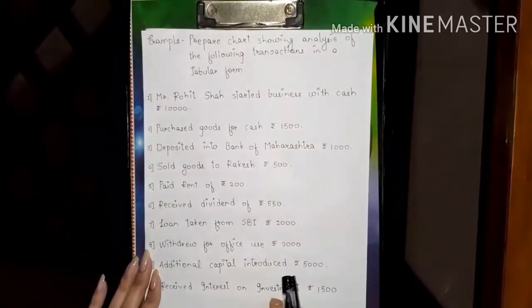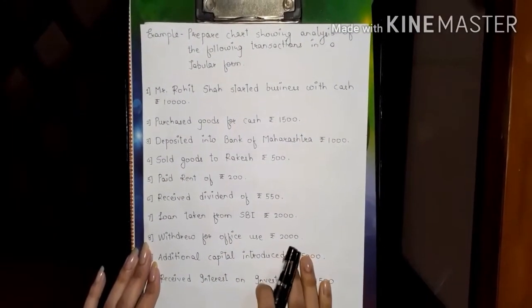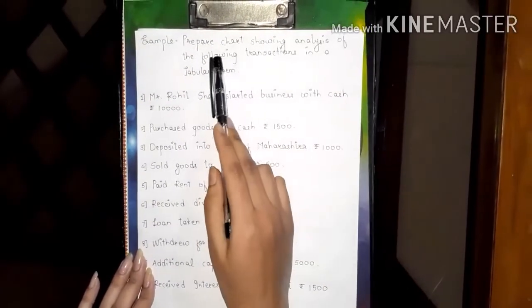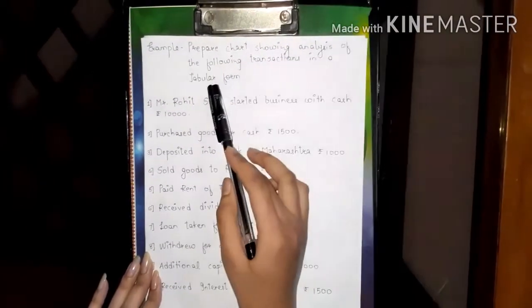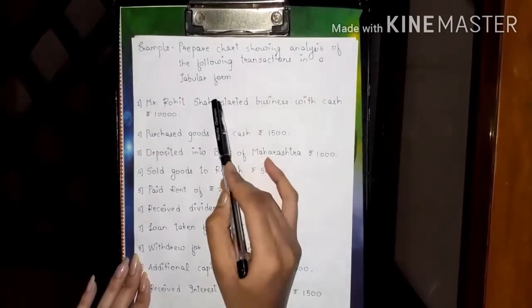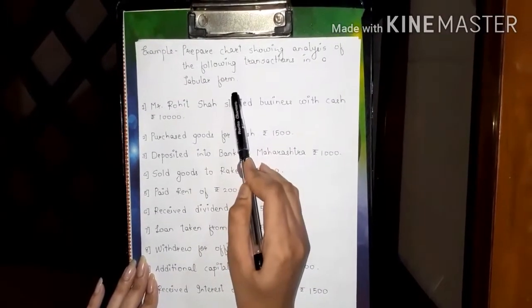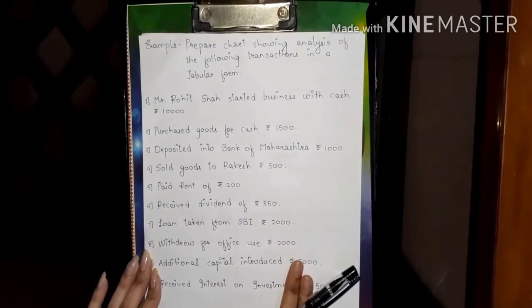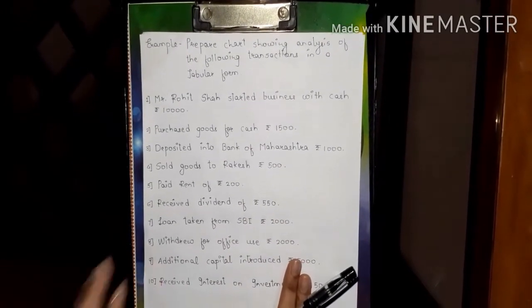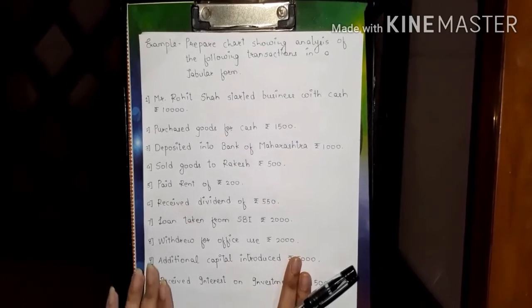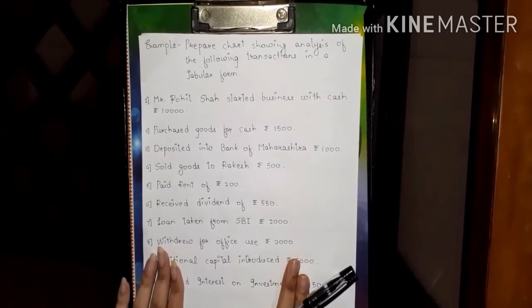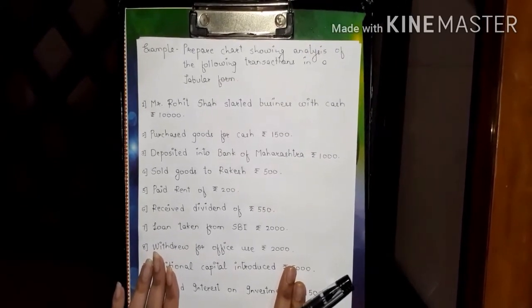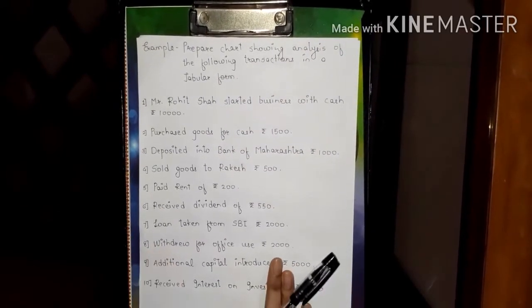So here are the transactions of our last example that we are going to see today. So let's start. Prepare chart showing analysis of the following transactions in a tabular form. Now in a tabular form means that we have to put all these transactions into one of two approaches, either traditional approach or modern approach. So this example I am going to solve in traditional approach because that is easy to understand, lengthy but very easy to understand.